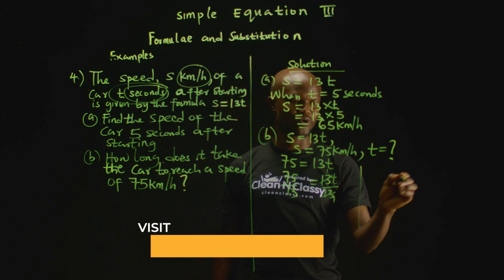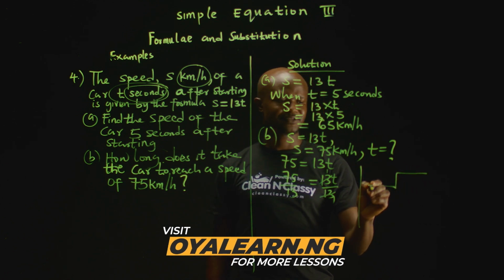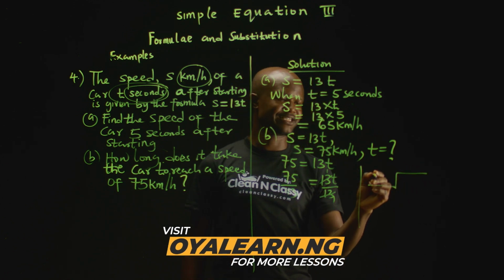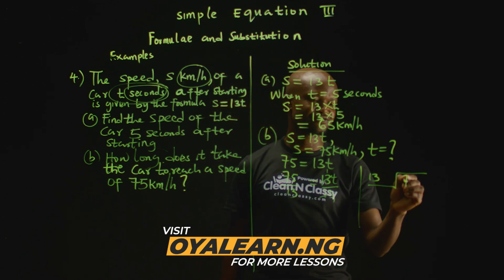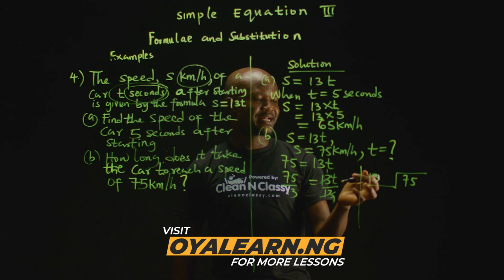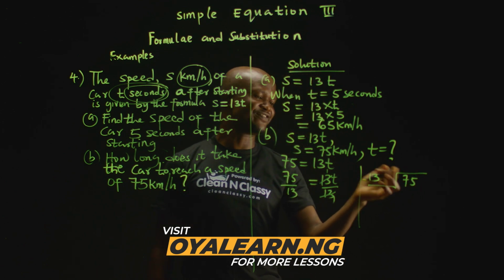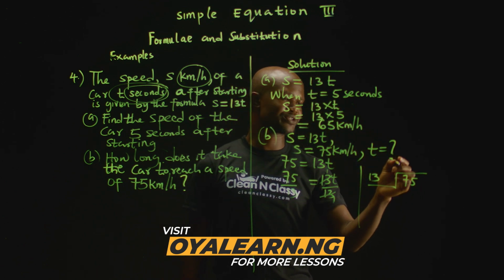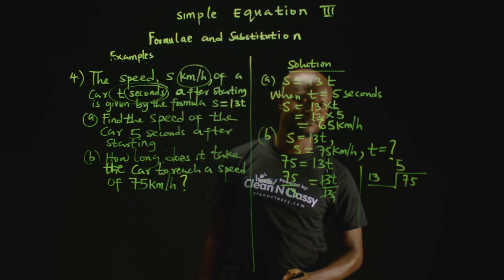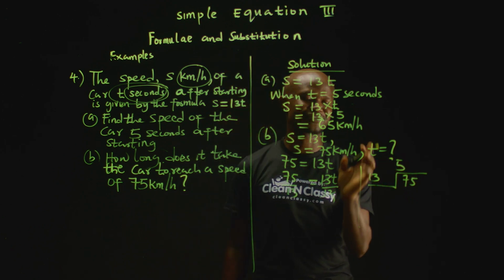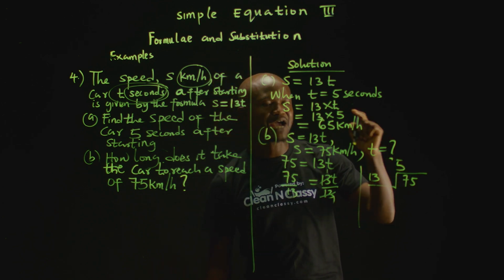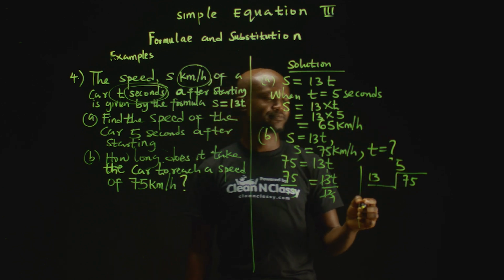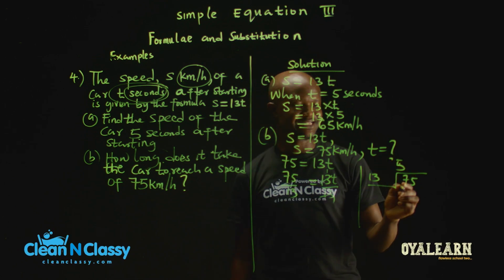Using long division, the divisor is 13 and the dividend is 75. Now, 75 divided by 13. How many will you see there? That is 5. We can only see 5 of 13 in 75, because 13 times 5 will give us 65. So 5 times 13, we have 65.